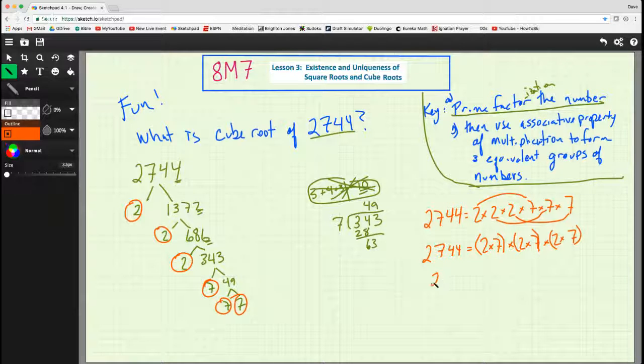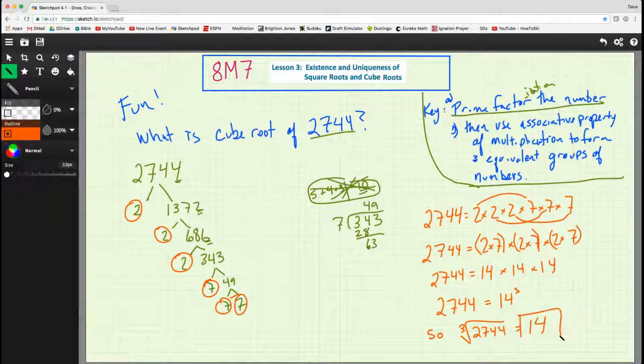I'm just going to do this to make it really obvious for you. And so now I can say 2,744 is equal to 14 times 14 times 14. Whoa, I think I got it. 2,744 is equal to 14 cubed. So the cube root of 2,744 equals 14. And that's worth a happy cat.